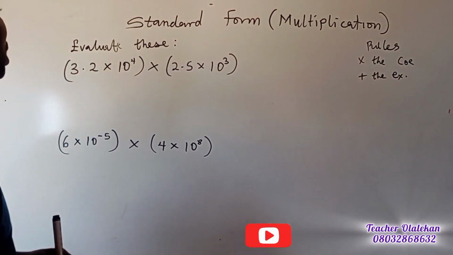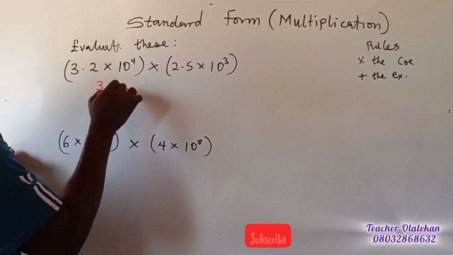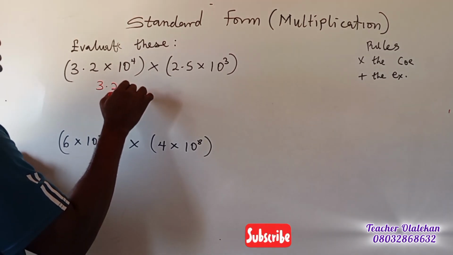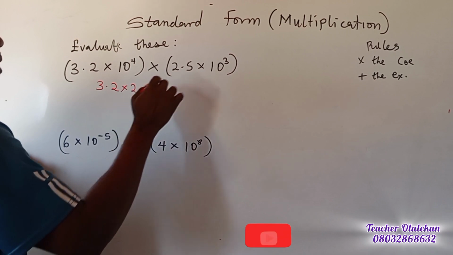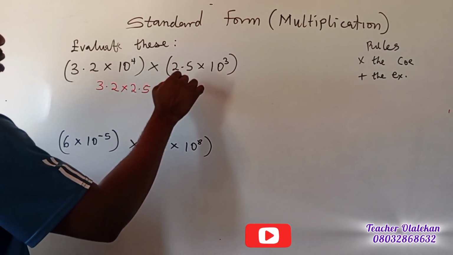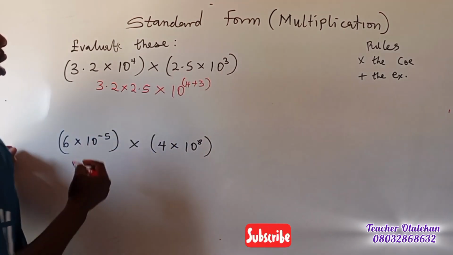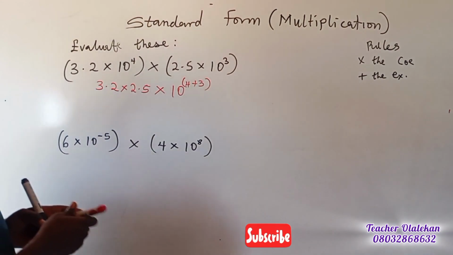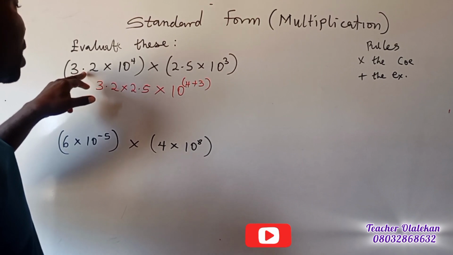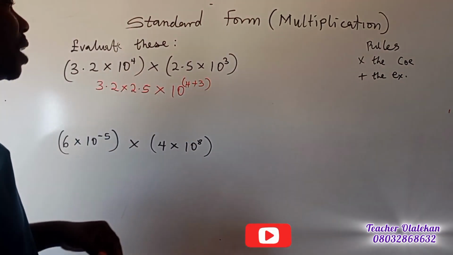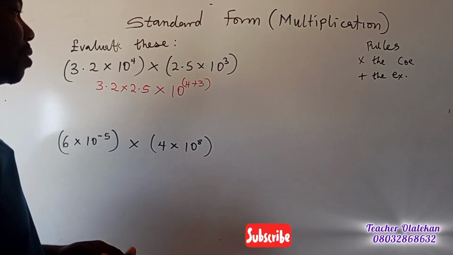So first, let's do that with this. We're going to do 3.2 multiplied by 2.5, multiplied by 10 raised to power 4 plus 3. You get it now? So that's what you're doing. So meaning you multiply the coefficient, 3.2 times 2.5. Whatever you get, you record that and you add the exponent, and that gives you your answer.